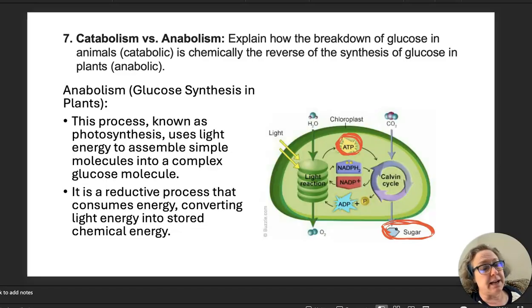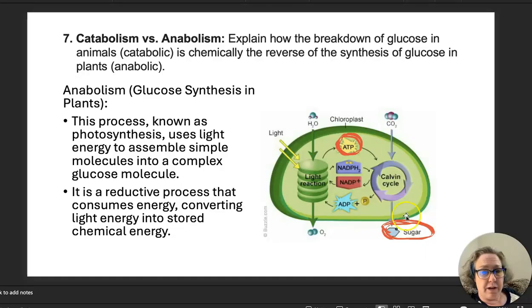Explain how the breakdown of glucose in animals, catabolic, is chemically the reverse of glucose synthesis in plants. Okay, so here's the glucose synthesis in plants. So this process, again, is known as photosynthesis, and it assembles. So here is our Calvin cycle, right? This is harvesting our energy. That energy is going into the Calvin cycle with Rubisco, and that is making our glucose molecule.